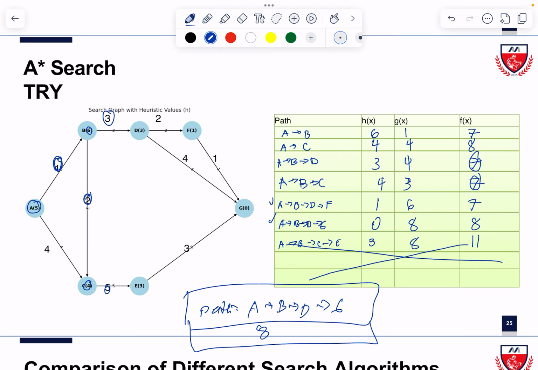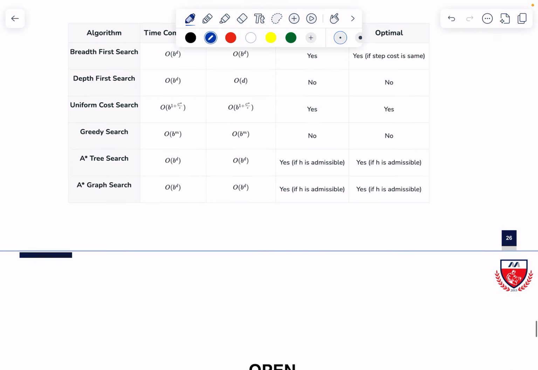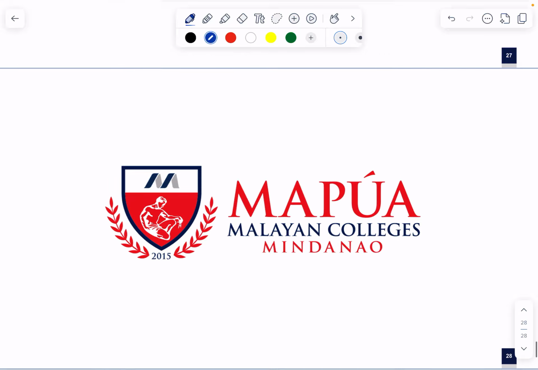So I hope you have the same answer with me. So this is comparison of the search algorithms. Now you may try to take a look at this table. And that will be the end of our lesson for search algorithms. Thank you for listening.